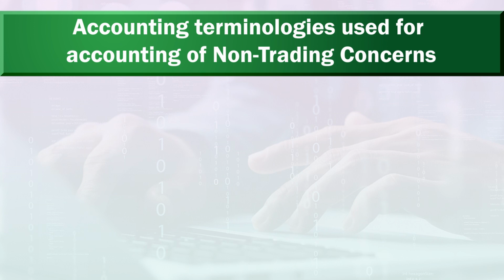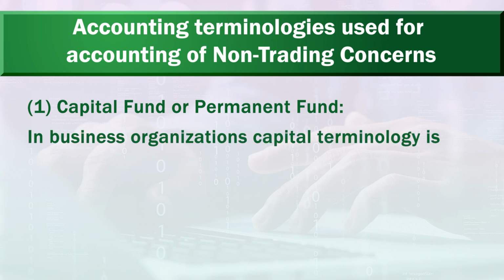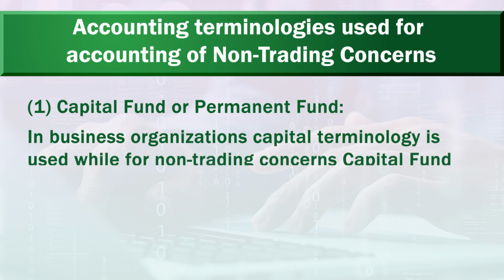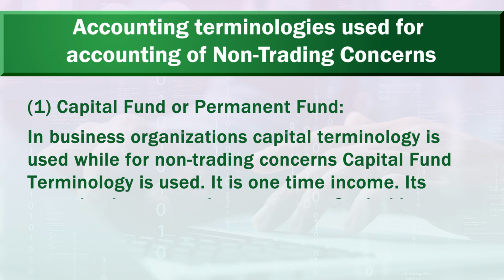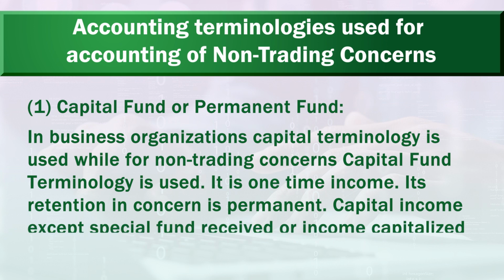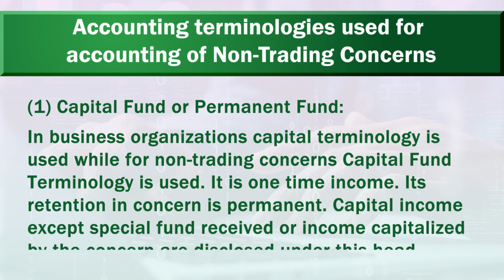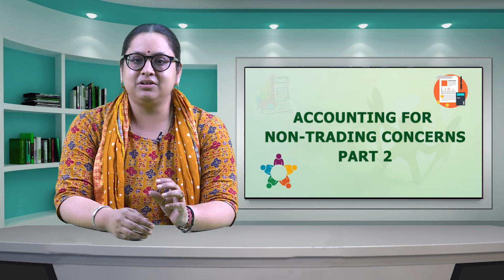The first terminology is capital fund or permanent fund. In business organizations, capital terminology is used, while for non-trading concern, capital fund terminology is used. It is a one-time income. Its retention in concern is permanent. Capital income, except special fund received or income capitalized by the concern, are disclosed under this head. It means capitalized incomes are added to the capital fund.